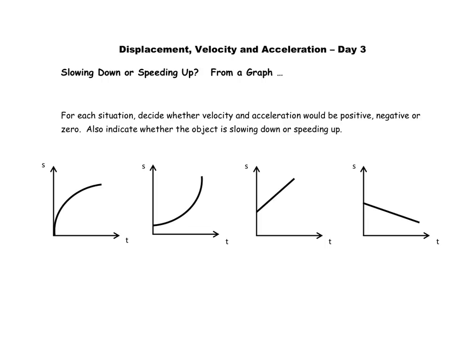So let's take a look at this first graph. We can see that the slope of the tangent along this curve is always going to be positive, so my velocity is positive, and then that slope is going to change and actually decrease, so my acceleration is negative. So here we have opposite signs, so that means that we're slowing down. So we've recognized that one is slowing down. Let's take a look at the next one.